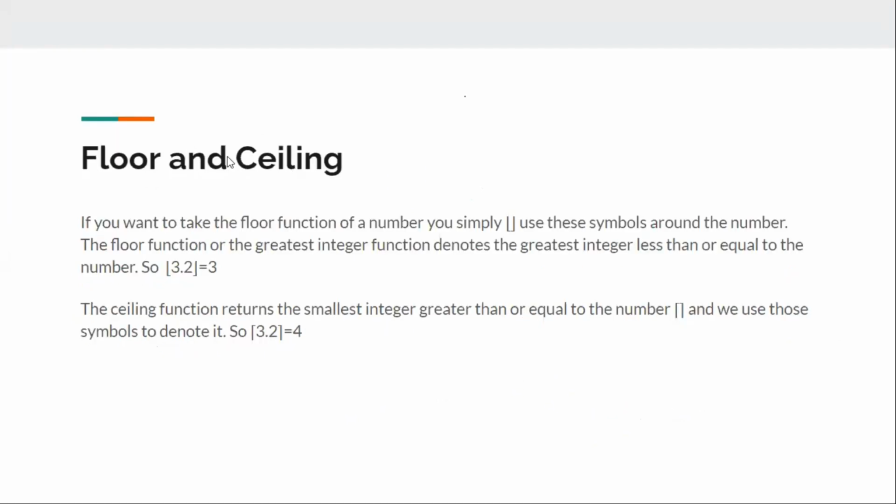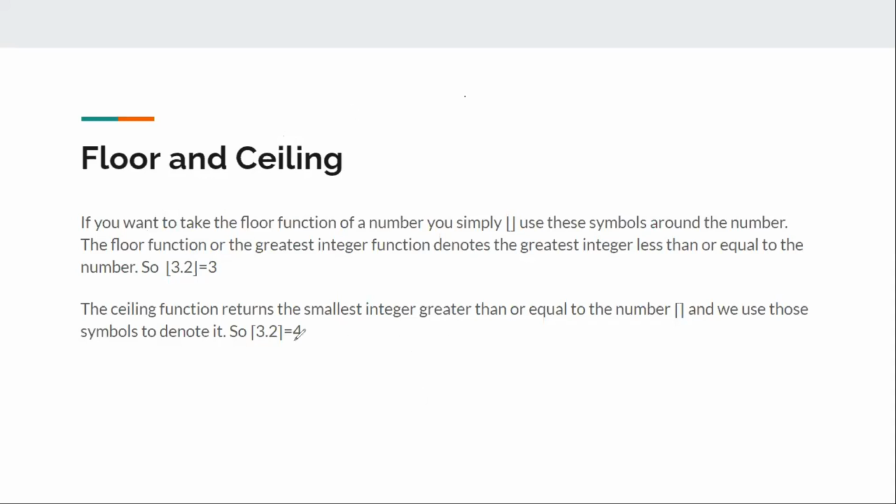Okay, this is the floor and ceiling function. This one's pretty different. You don't really see this one pop up as much on competitions, but you definitely see it a couple of times. If you want to take the floor function of a number, you simply use this symbol, kind of like 2 L's around the number. The floor function, or the greatest integer function, denotes the greatest integer less than or equal to the number. So the floor function of 3.2 is equal to 3.